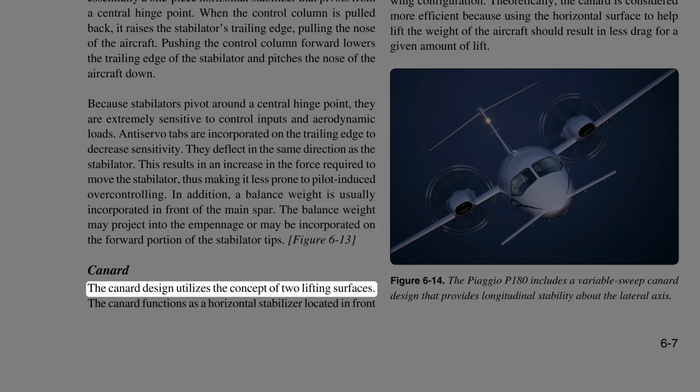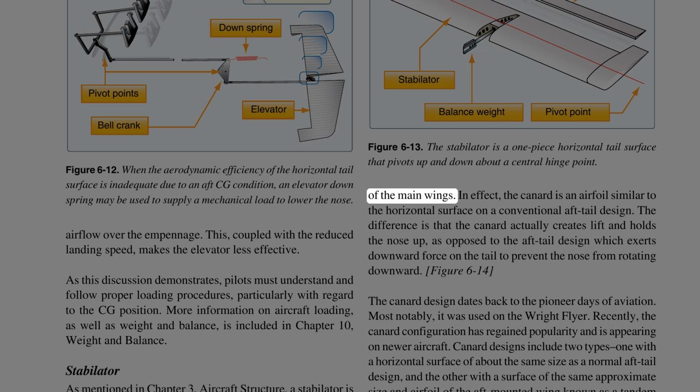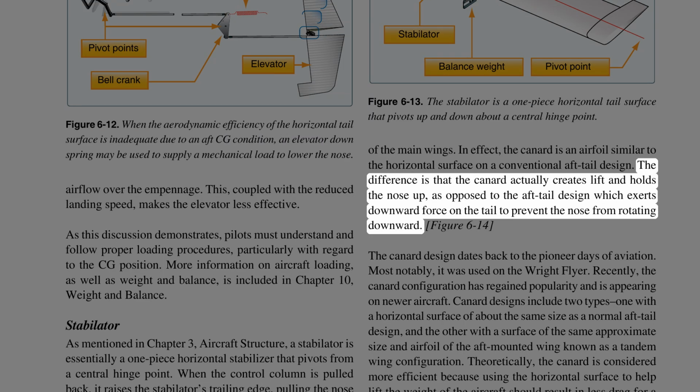Canard. The canard design utilizes the concept of two lifting surfaces. The canard functions as a horizontal stabilizer located in front of the main wings. In effect, the canard is an airfoil similar to the horizontal surface on a conventional aft tail design. The difference is that the canard actually creates lift and holds the nose up, as opposed to the aft tail design, which exerts downward force on the tail to prevent the nose from rotating downward.